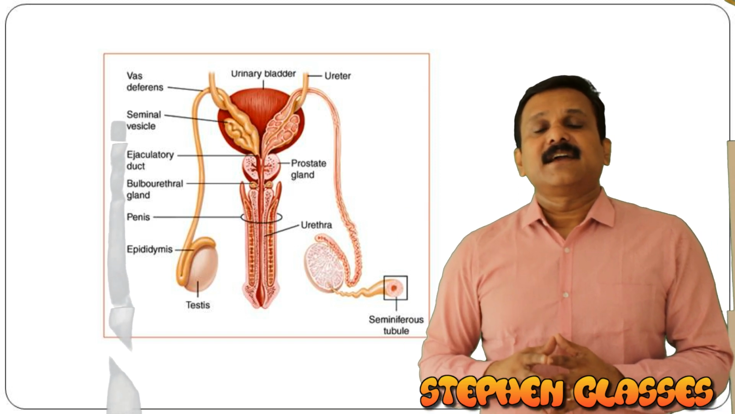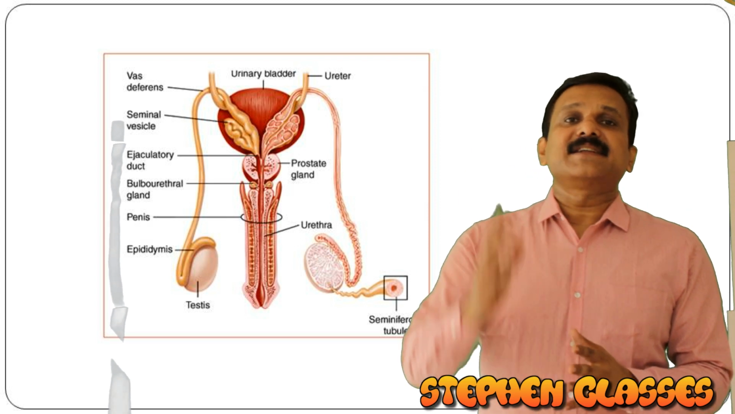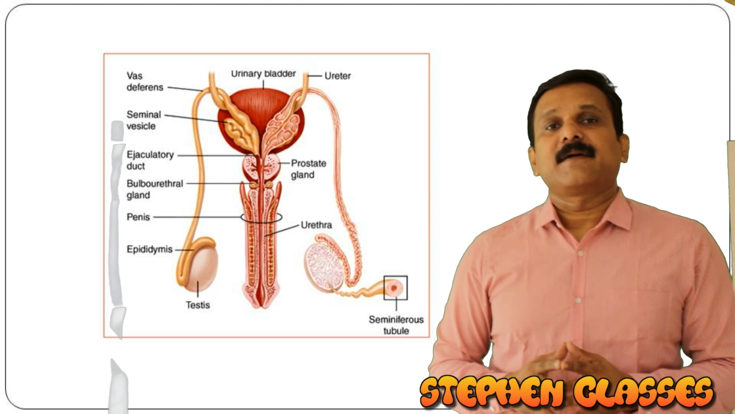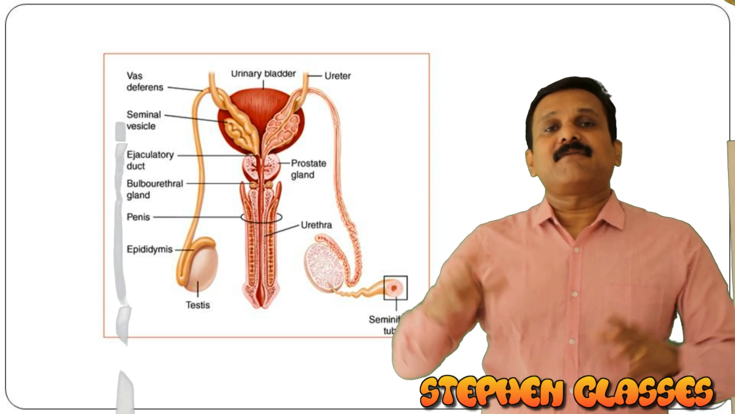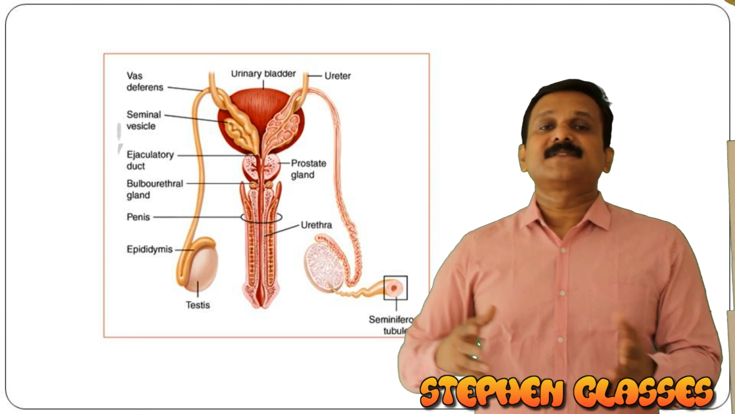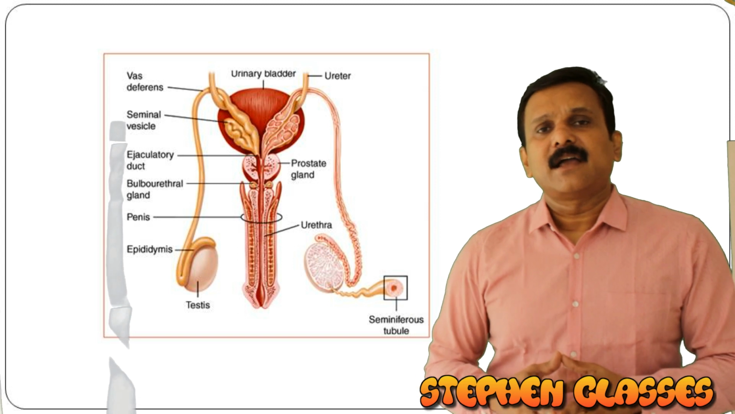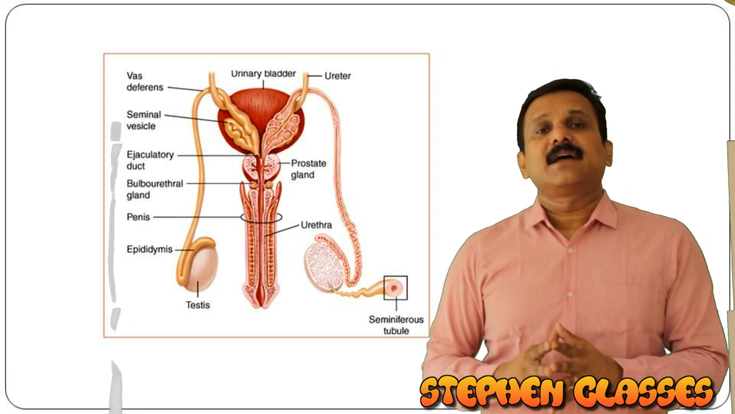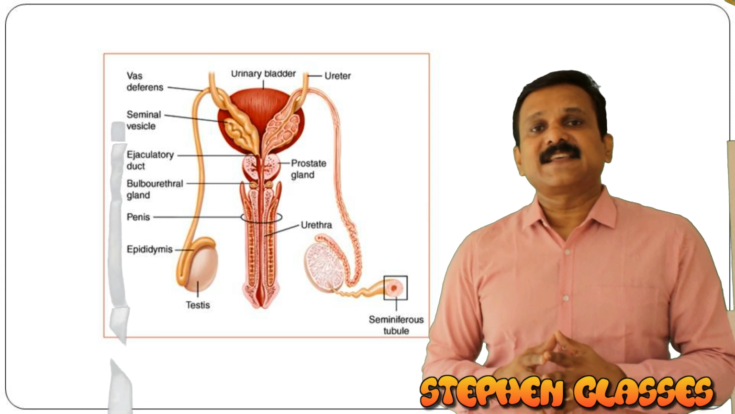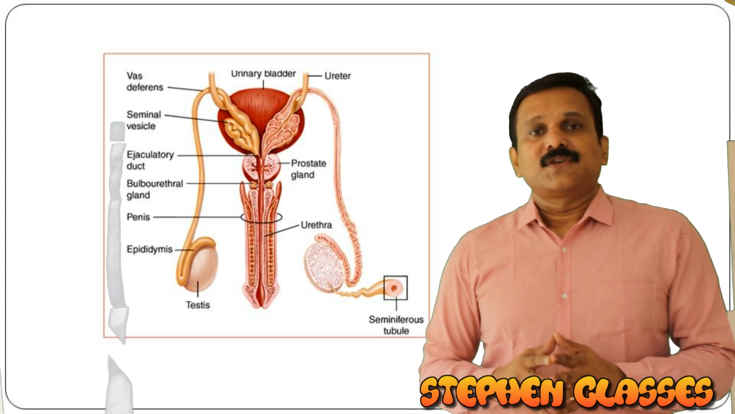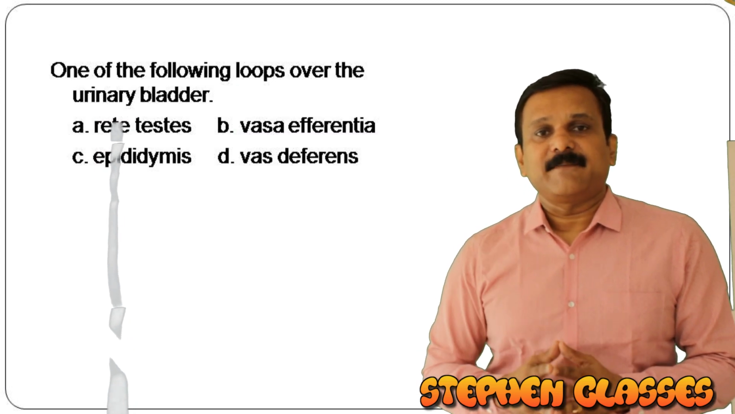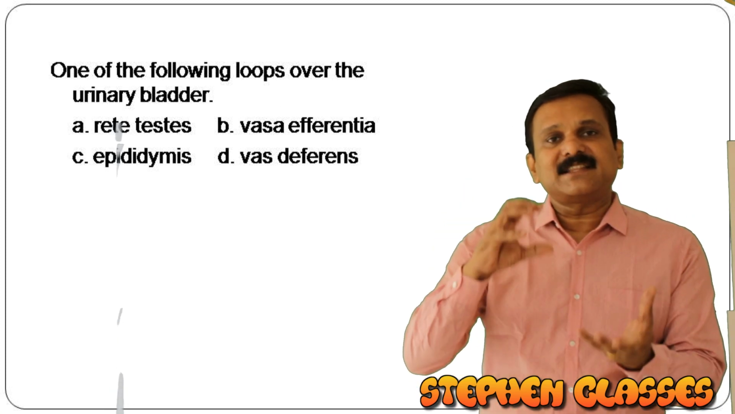You can see here in this picture, the vas deferens will ascend to the abdomen and it loops over the urinary bladder. Right. And after looping over the urinary bladder, vas deferens will join with a duct from seminal vesicle. Then it forms the ejaculatory duct. So vas deferens, it is paired, and usually we are cutting the vas deferens in sterilization procedure, that you know. So here our answer will be vas deferens. So option D. Rete testis, it is within the testis.